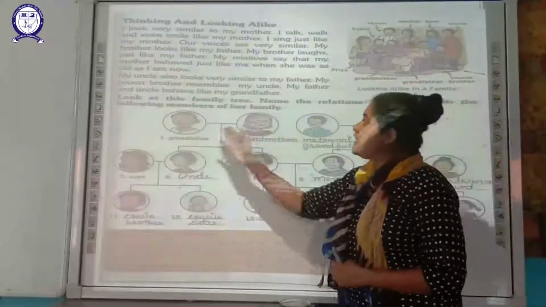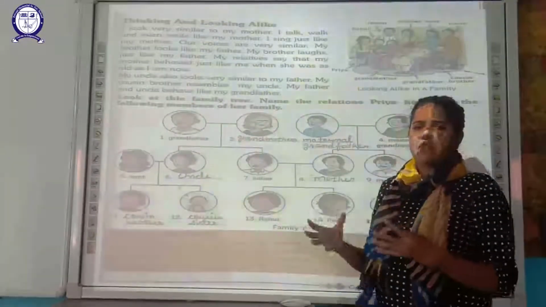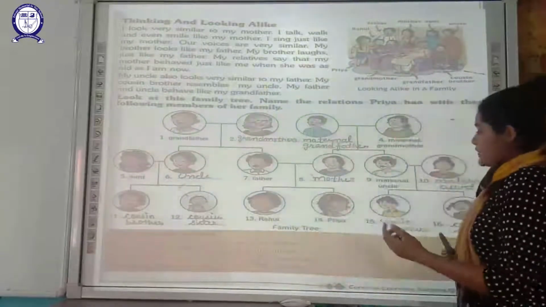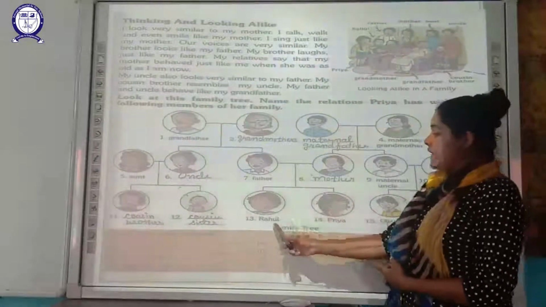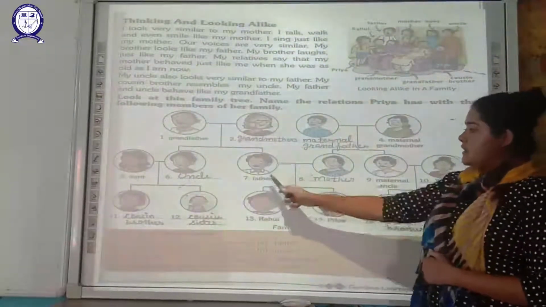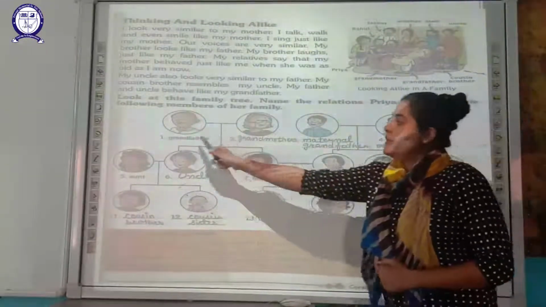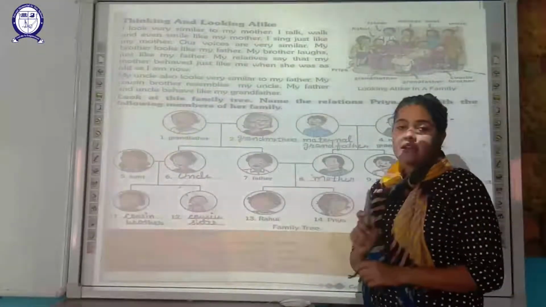So students, here there is a complete family tree. We have to learn how Priya and Rahul are related to different members of their family. As you can see, this is Priya, and Priya has a younger brother Rahul. Both their parents are Priya's father and Priya's mother. So Priya's father will be her grandfather, and Priya's mother will be her grandmother.